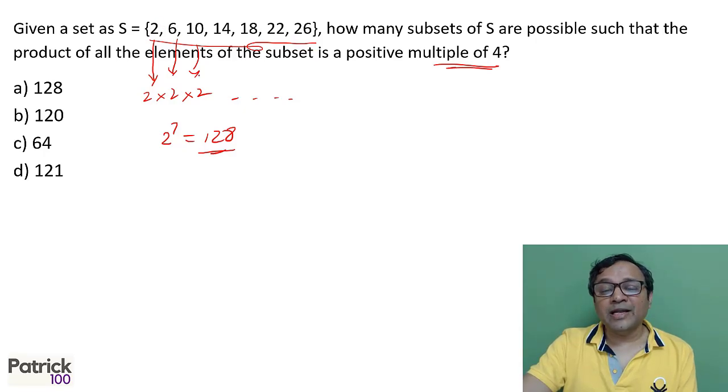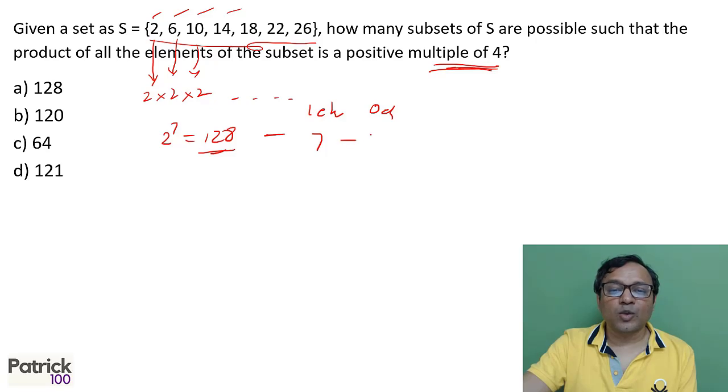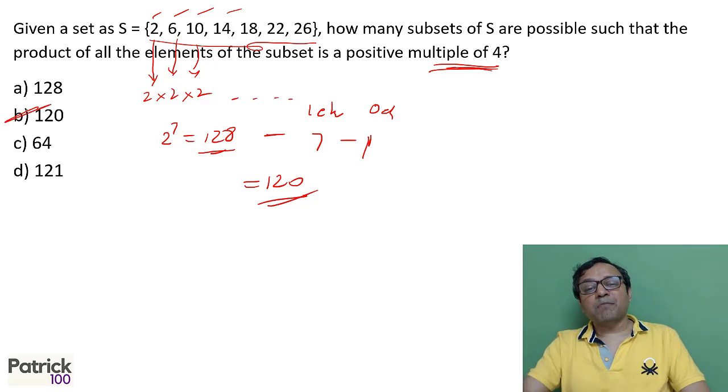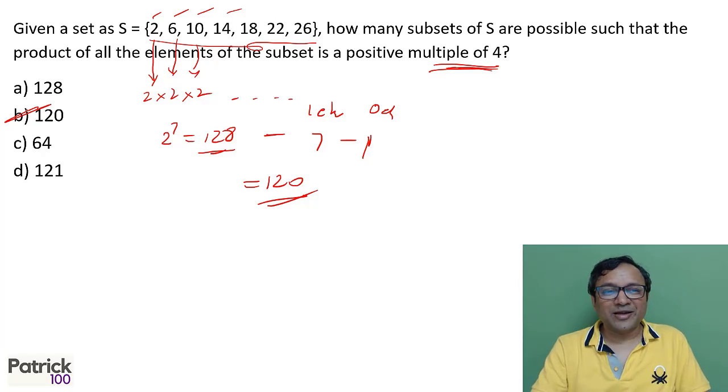But we want at least 2 numbers for it to be a multiple of 4. So we have to remove all the ways where we have only one element. We may have only 2, or only 6, or only 10, or only 14, and so on. 7 ways. Or where there are 0 elements, 1 way, no element at all. So the total number of ways becomes 120 subsets where the product is a positive multiple of 4. So total ways minus the ways not possible. It is not possible to be a multiple of 4 when you take only one element or 0 elements. Remove those ways, you will get the answer as 120.